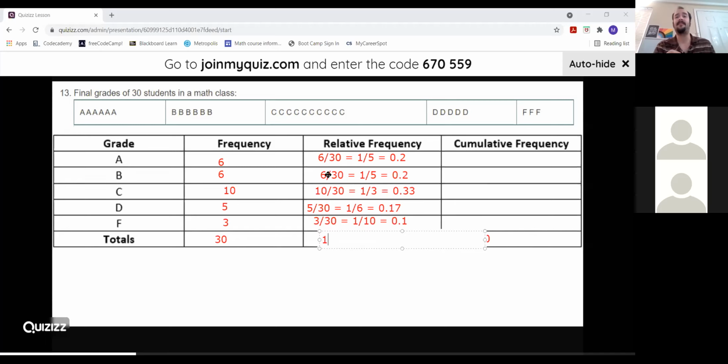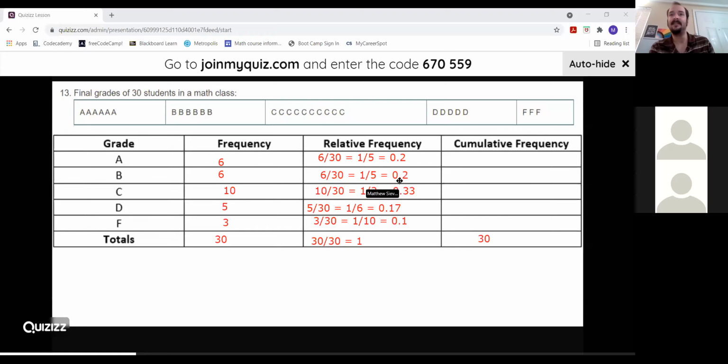I'm going to go at 6/30. This is why I wrote things and kept them in the unreduced fraction. 6 out of 30 plus 6 out of 30 plus 10 out of 30 plus 5 out of 30 plus 3 out of 30. I'm just adding the numerators and keeping the same denominator. So I should end up getting 30 out of 30 if I add up these things. I can add up the fractions with the common denominators.